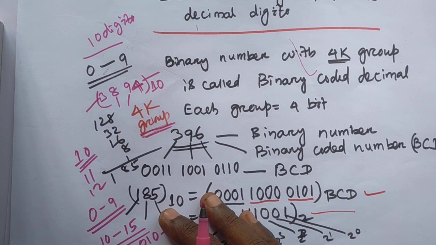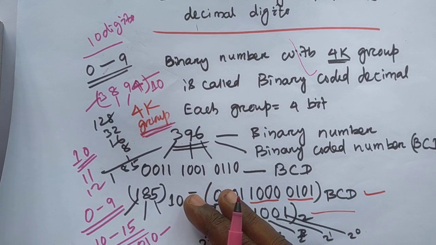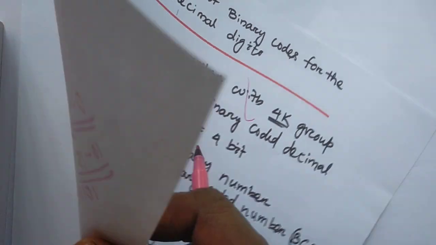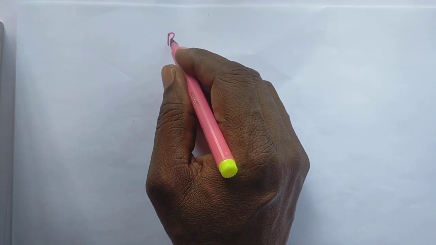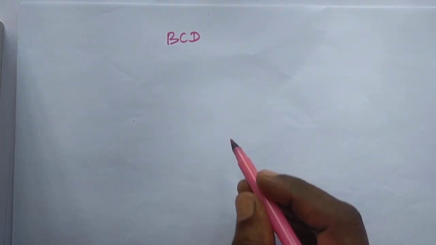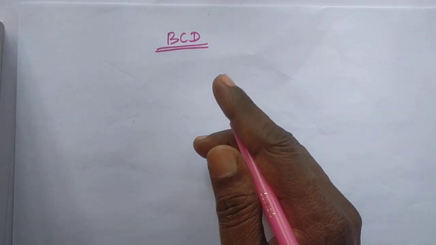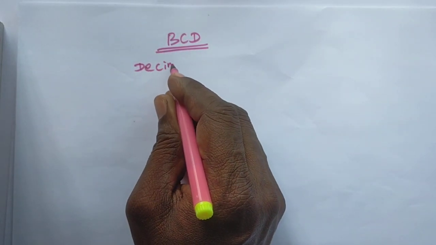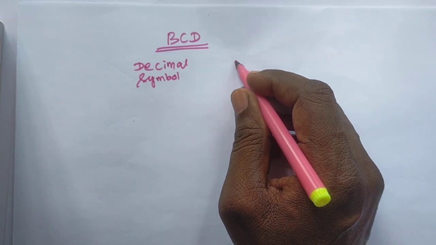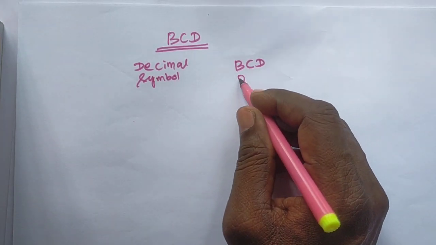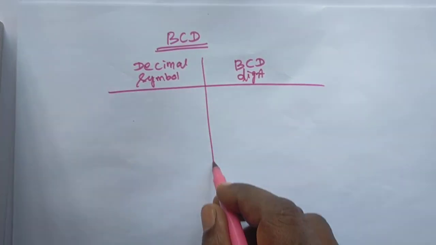And now we start with what is the concept for converting a decimal symbol or decimal number to a BCD digit. Then we see how it is defined. Simple way, I will show you. Now we see different numbers. That is a BCD number. On one side is the decimal number or symbol we can write, and another part is the BCD digit. Very simple way we can take it.